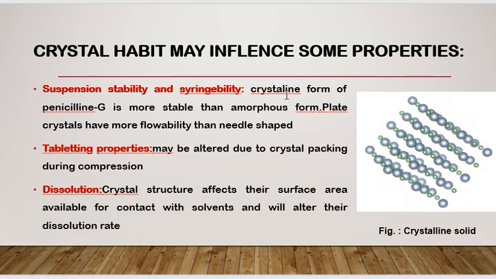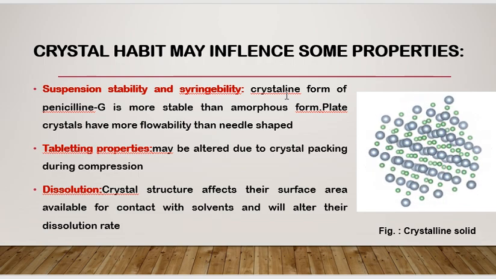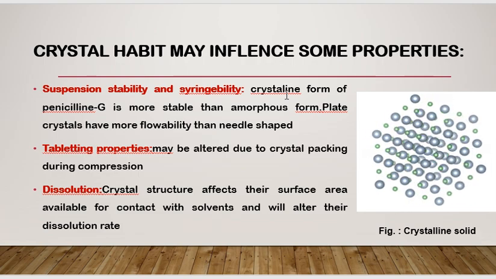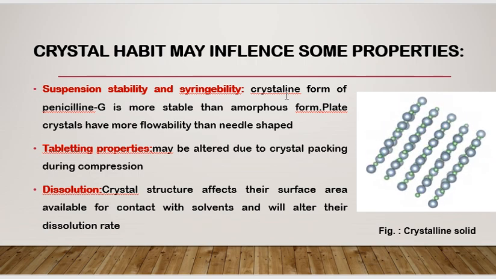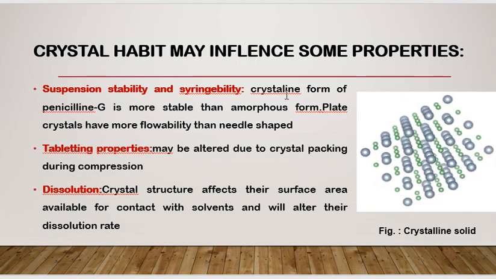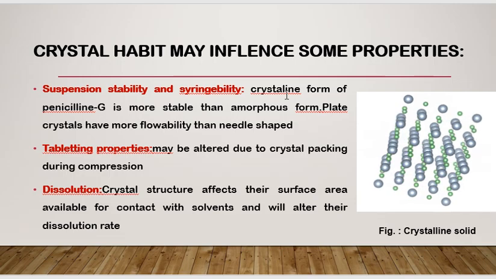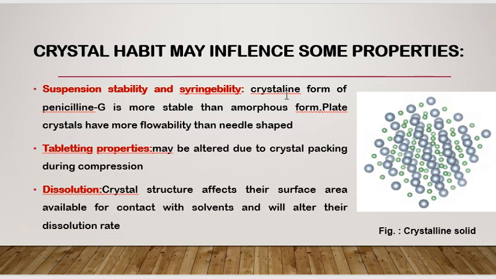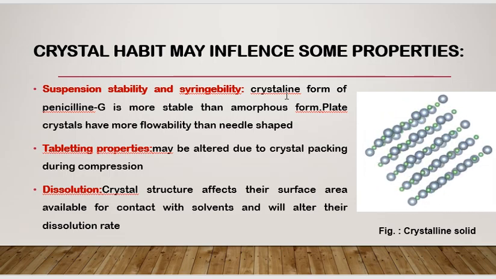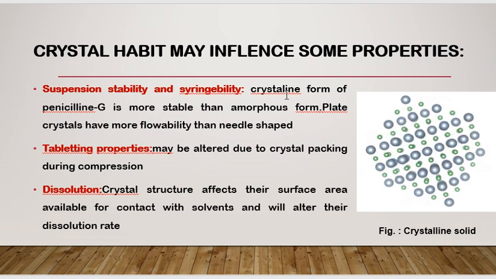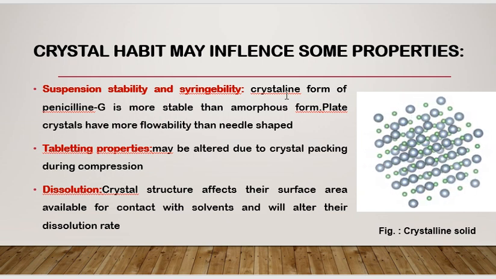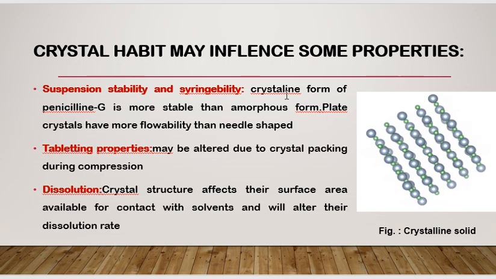For example, penicillin G is more stable in the crystalline form than the amorphous form. Also, if we see the flowability, we are making a suspension, we are making a parenteral. So over here, flowability is important in the case of liquid dosage forms. We can see that plate crystals have more flowability than the needle shape.